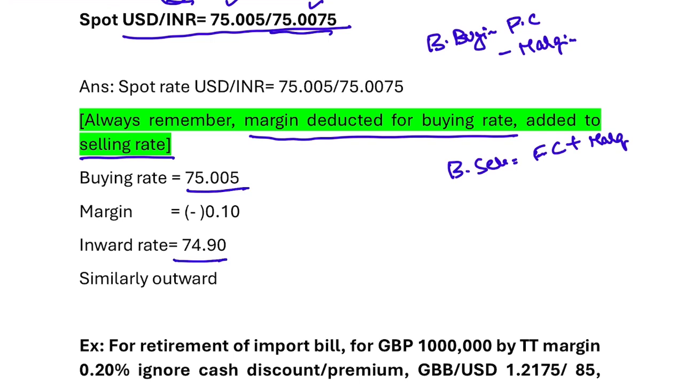We consider the selling rate. What is the selling rate? 75.0075. And we will add this margin. Margin 0.10. What is the final value? 75.1075.